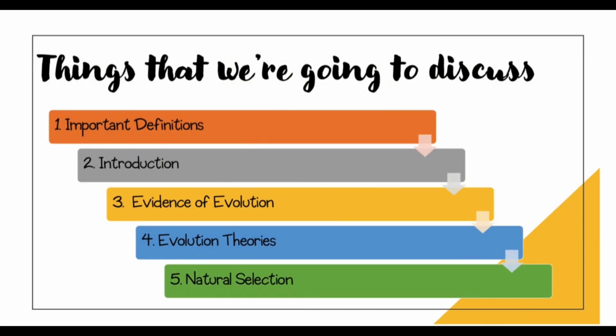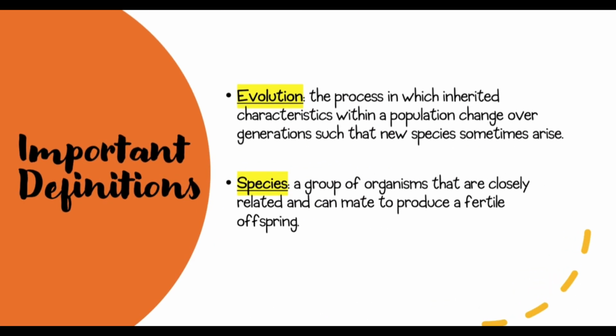Things that we're going to discuss. First, important definitions. Number 2, introduction. 3, evidence of evolution. 4, evolution theories. 5, natural selection. We're going to start with important definitions.